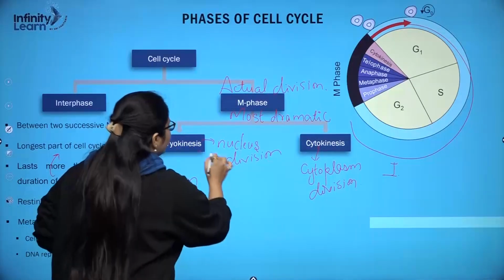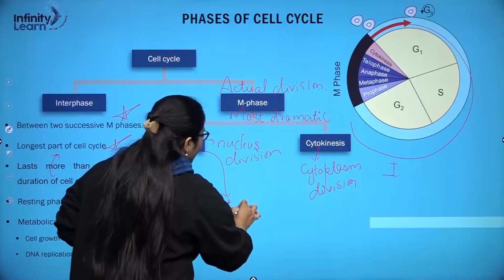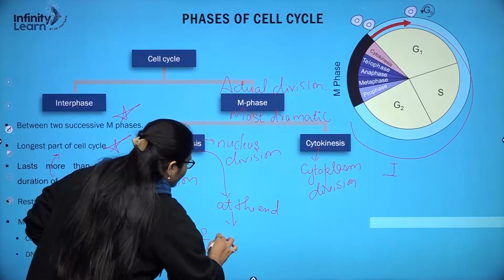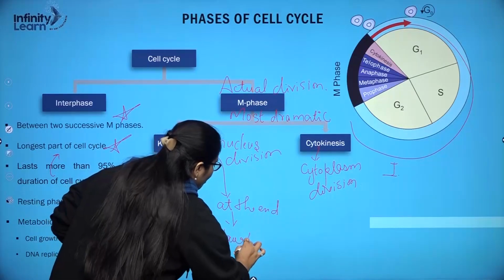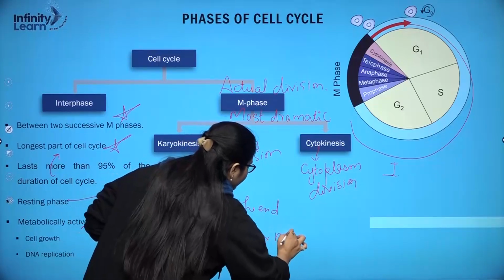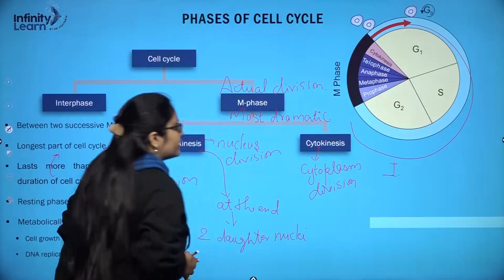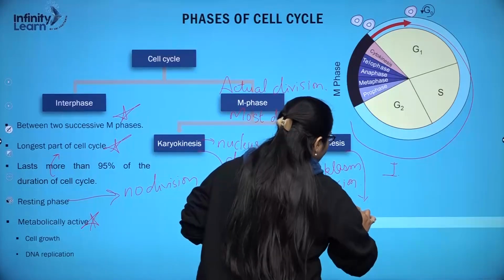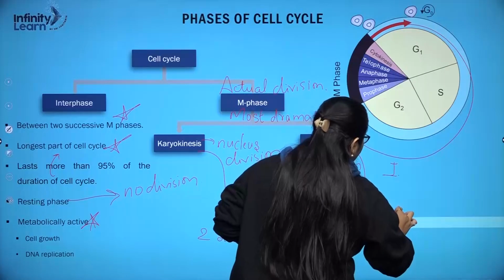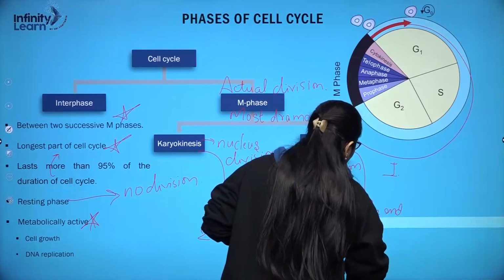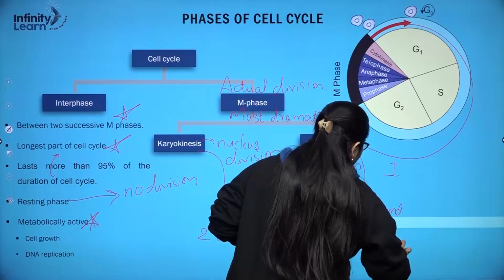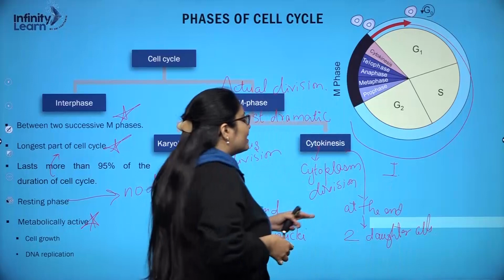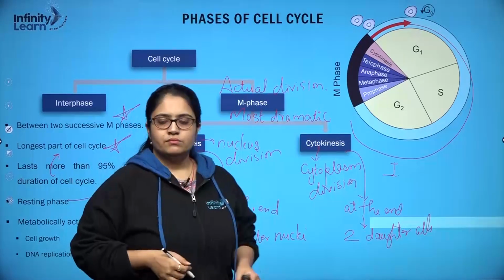So, at the end of karyokinesis, what will you get? At the end of karyokinesis, you will get two daughter nuclei, and at the end of cytokinesis you will get two daughter cells. So why am I calling them two daughter cells and two nuclei?